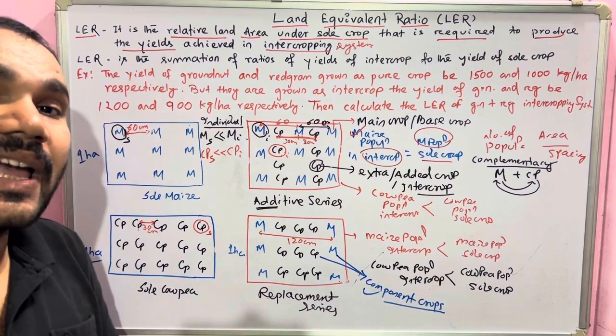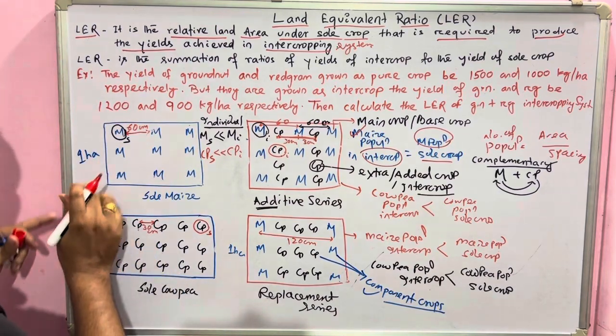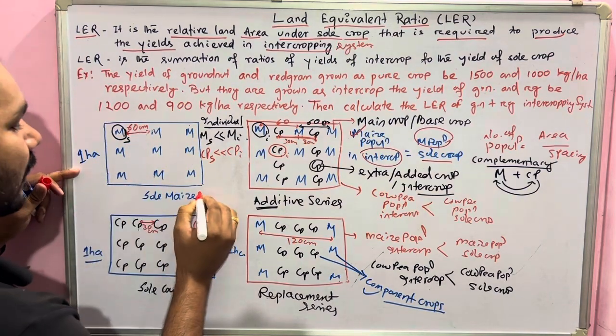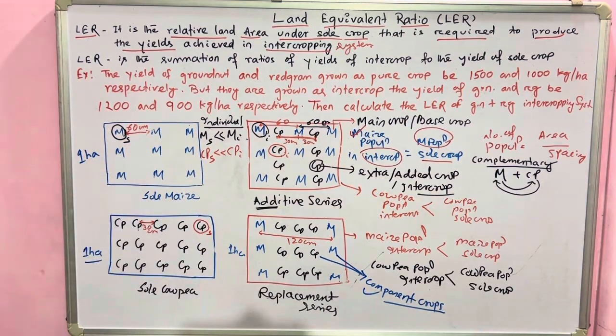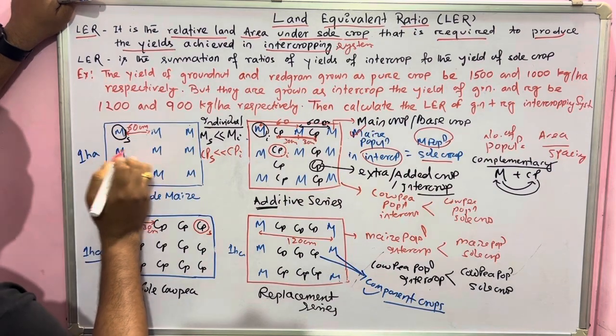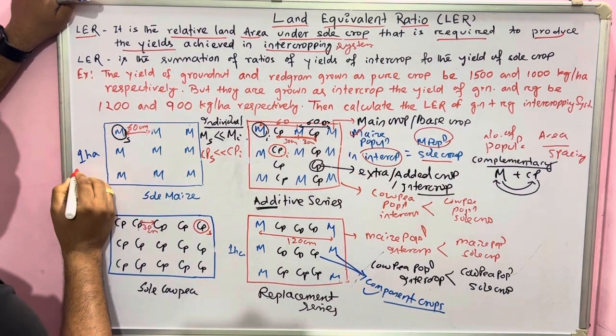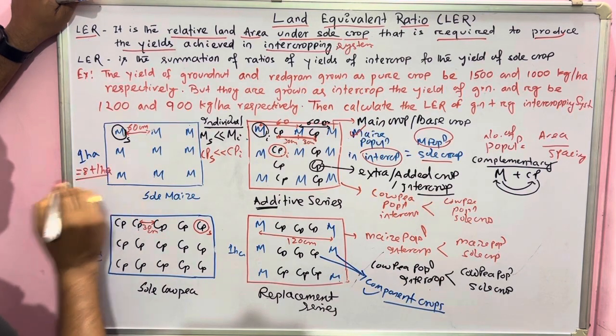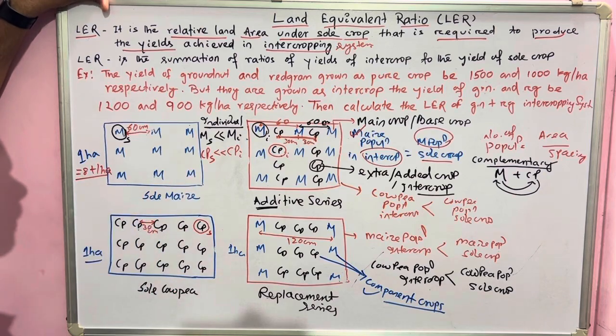So now I am talking about 1 hectare of area. Suppose here 1 hectare of maize population is there. Suppose I am getting how much yield? So you will tell, sir, how much yield? Suppose from 1 hectare of maize plants, whatever the population is, we are getting 8 ton per hectare. How much? 8 ton per hectare if it is sole maize.